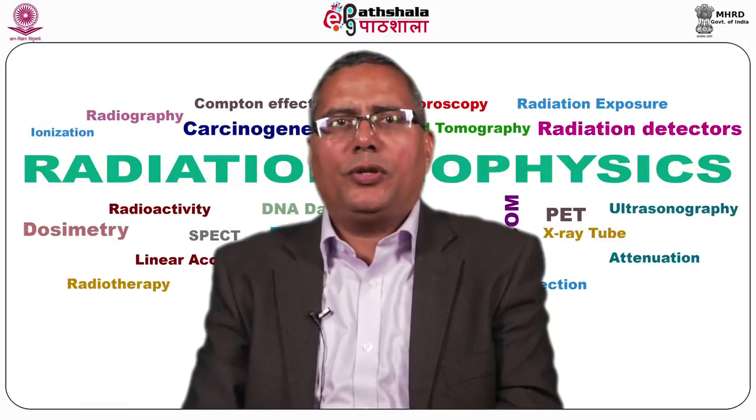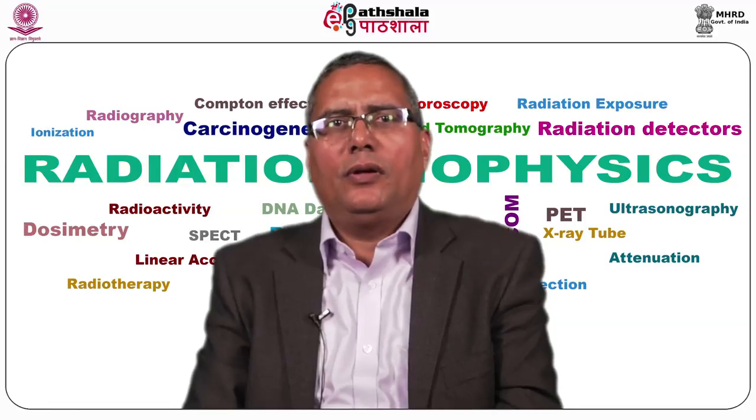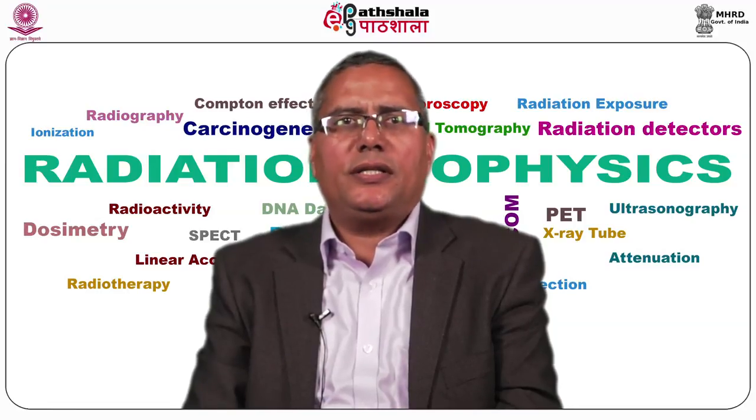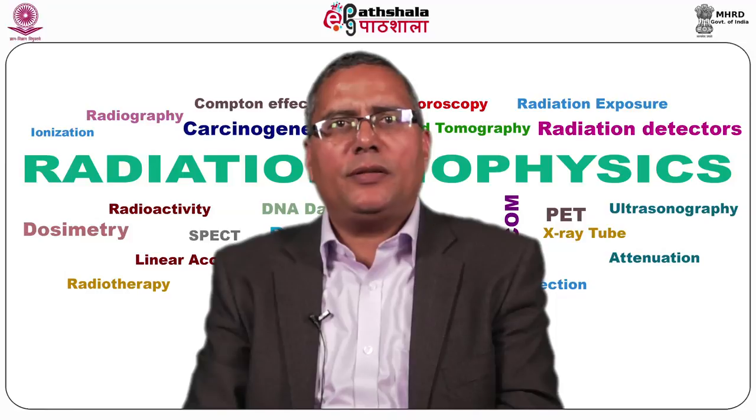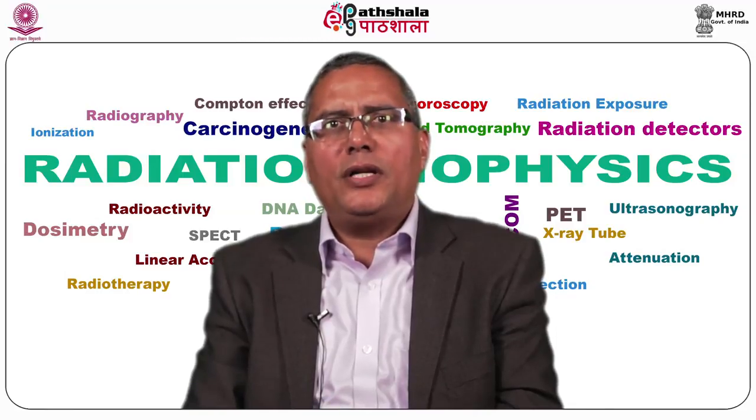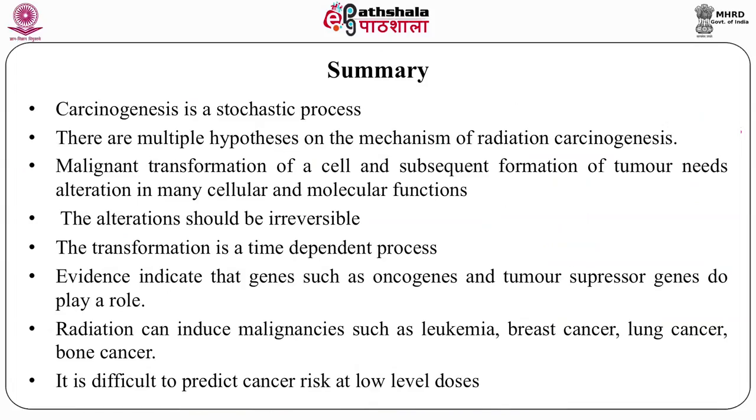Friends, to summarize this module on radiation carcinogenesis, radiation carcinogenesis is a stochastic process, that means it's a probabilistic process. There are multiple hypotheses on the mechanism of radiation carcinogenesis. The malignant transformation of a cell and subsequent formation of a tumor needs alteration in many cellular and molecular functions. The alteration should be irreversible for the transformation to happen. The latter is a time-dependent process.